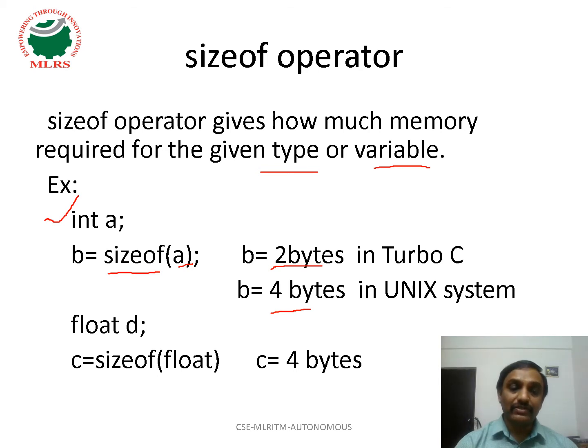Next example is float D. D is a variable declared as a float. So here, sizeof float. What is the result you will get? 4 bytes. That is the memory required for the floating point type.